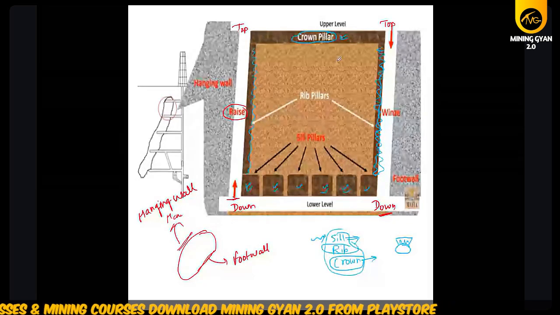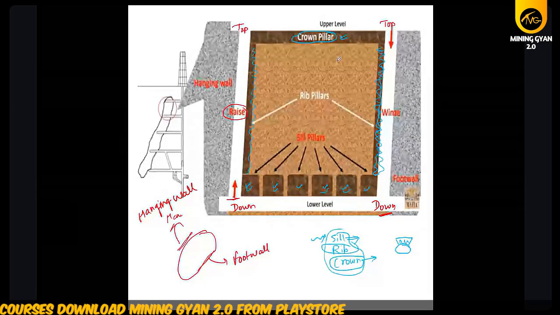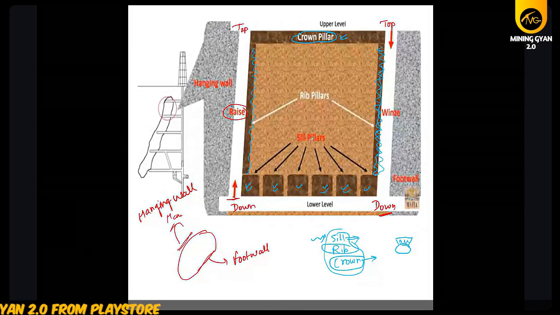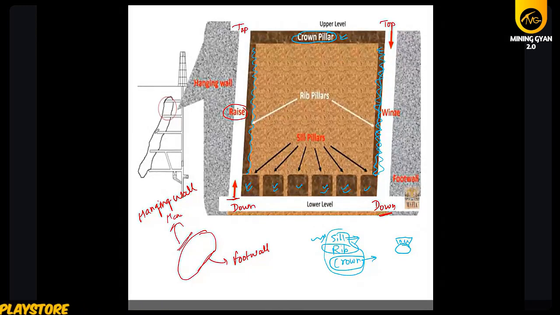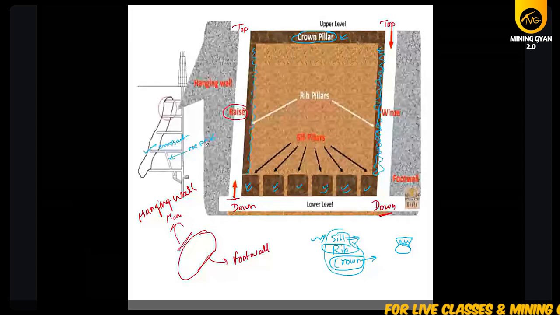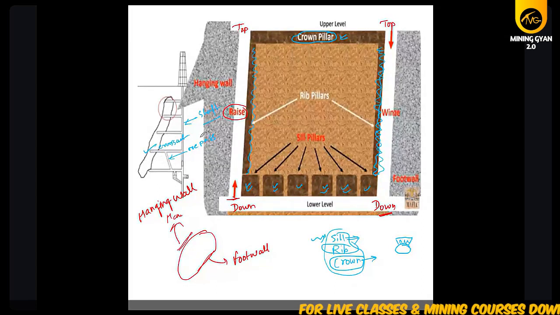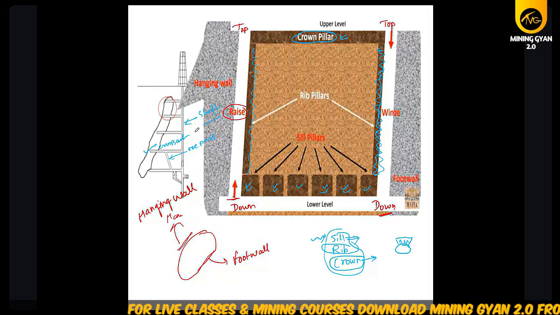So seal pillar, rib pillar, crown pillar, you should know, and hanging wall, foot wall, and what is the cross cut. This is the cross cut. This is the overpass. Okay, this is the shaft. Okay. So yesterday we have also seen this terminology.